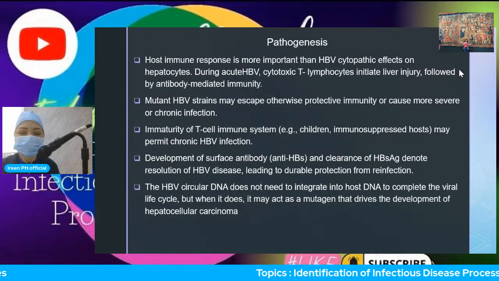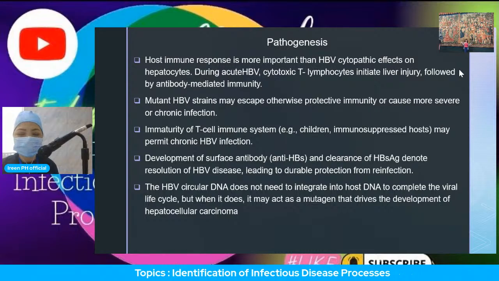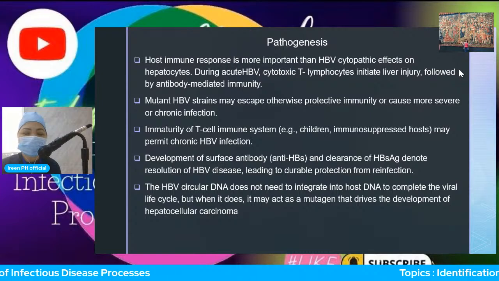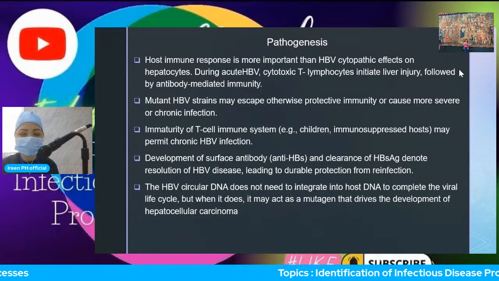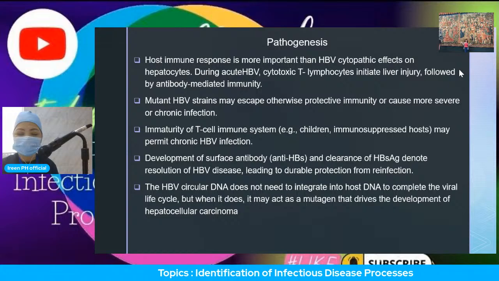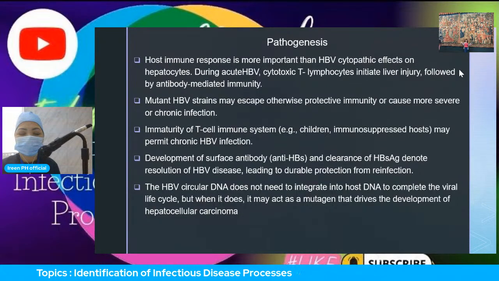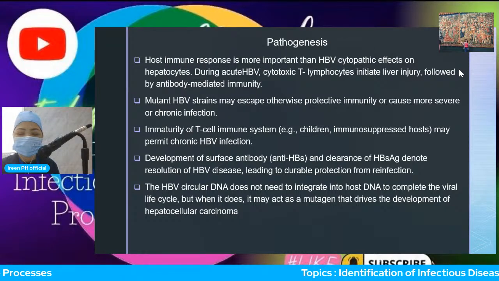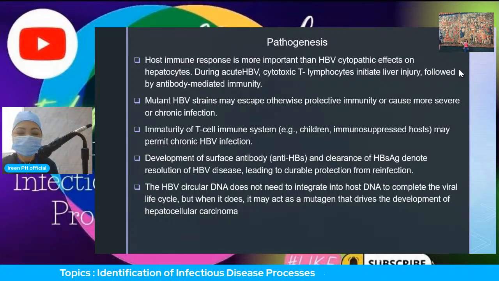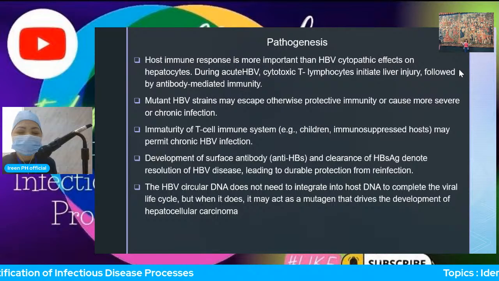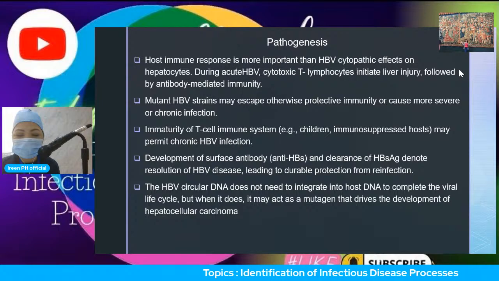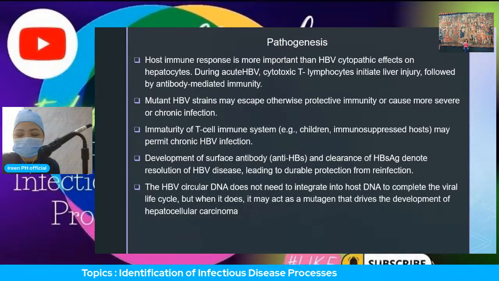Development of surface antibody, anti-HBs, and clearance of HBsAg denote resolution of hepatitis virus disease, leading to durable protection from reinfection. The hepatitis virus circular DNA does not need to integrate into host DNA to complete the viral life cycle, but when it does, it may act as a mutagen that drives the development of hepatocellular carcinoma.